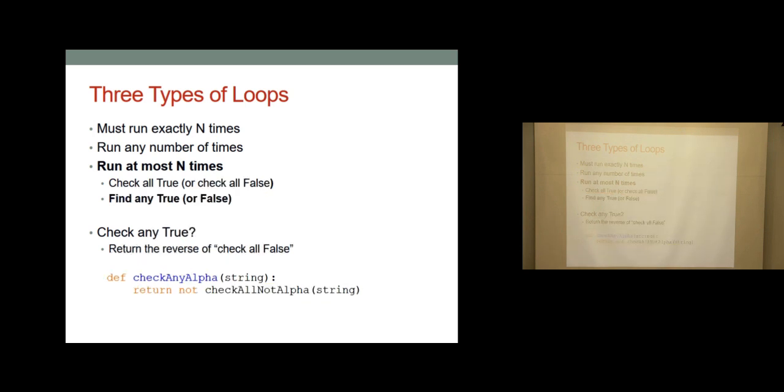How about checking any true? That means I want to find in this string if any one of them exists. What does that mean? If I have all the characters, and any one of them is an alphabet character, then it's true already. You can try to modify the algorithm yourself, but at the same time, any true is the reverse of all false logic.